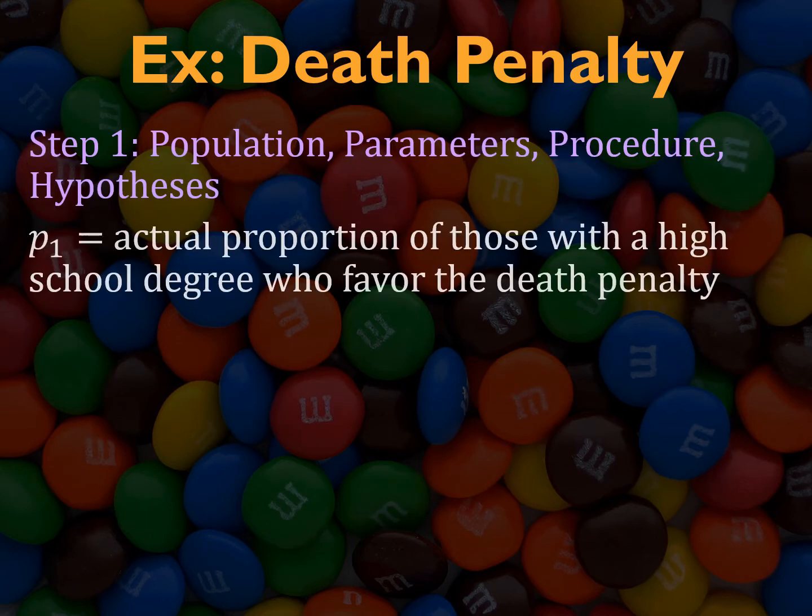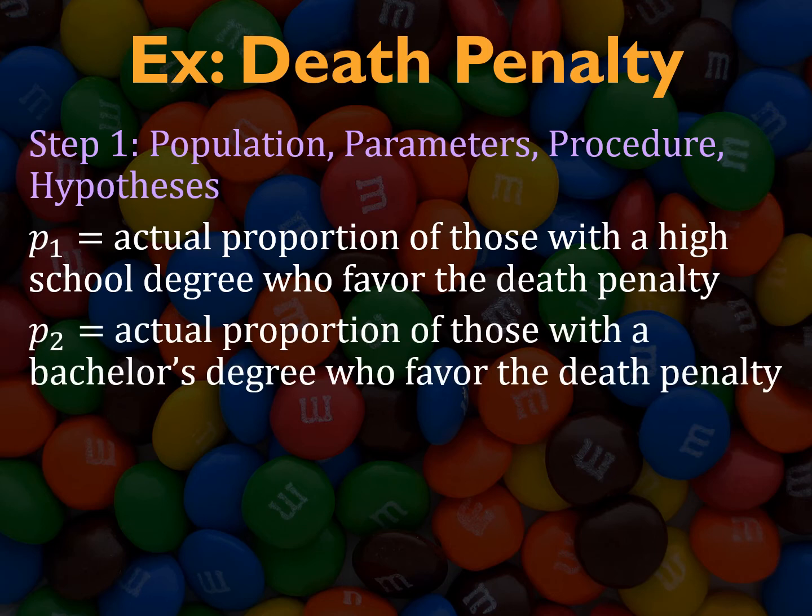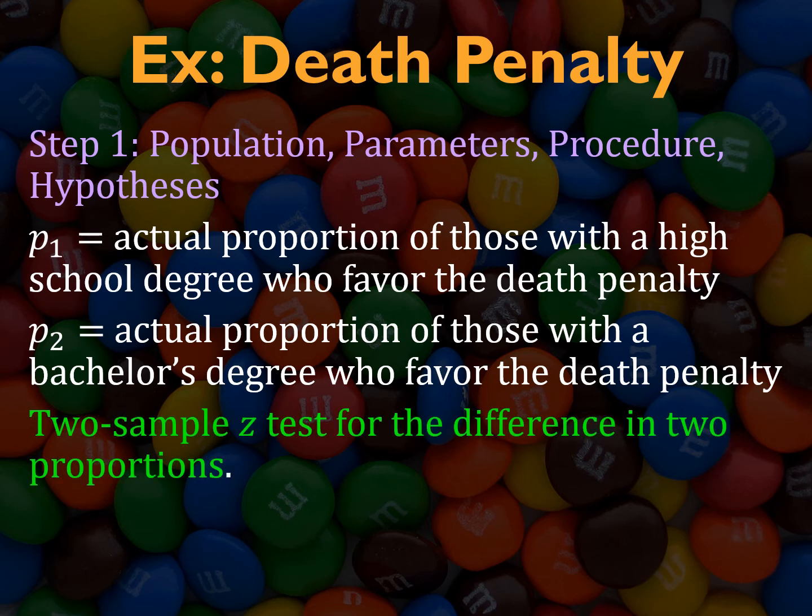So step 1, P1 is the actual proportion of those with a high school degree who favor the death penalty, and P2 is those with a bachelor's degree who favor the death penalty. The two-sample z-test, and the null hypothesis is that P1 equals P2. The alternative is P1 not equal to P2. We want to see if there's a difference between the education level and whether or not there's a difference in the proportion of those who favor the death penalty.